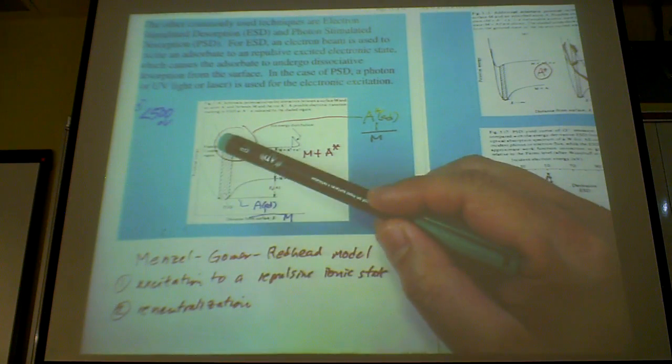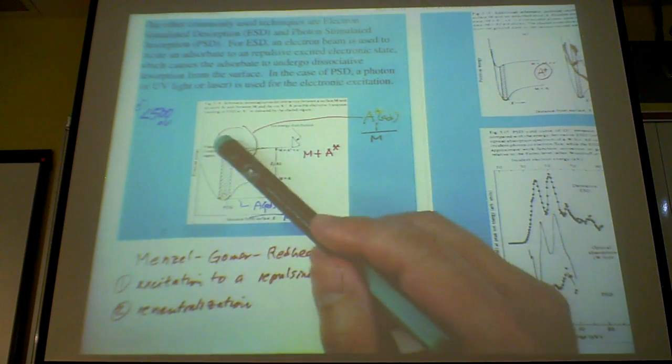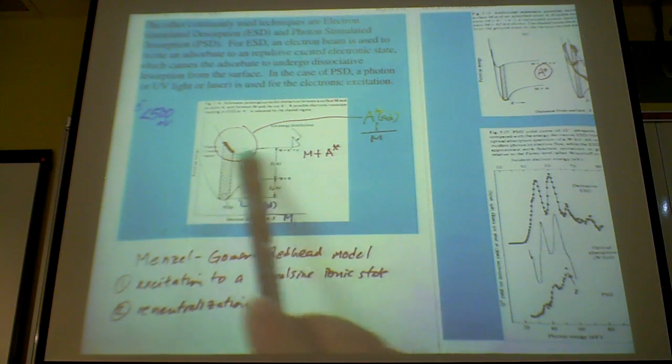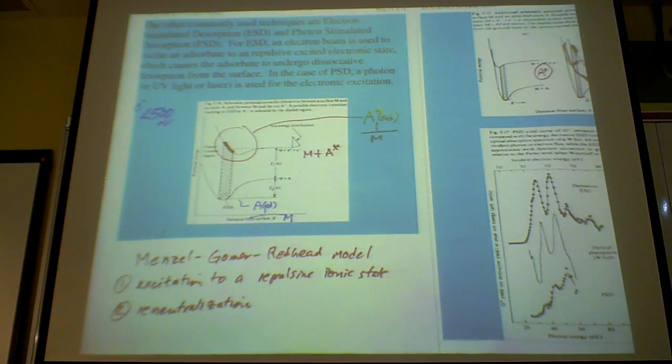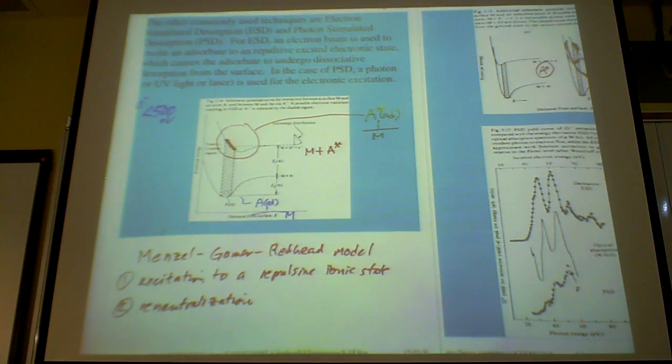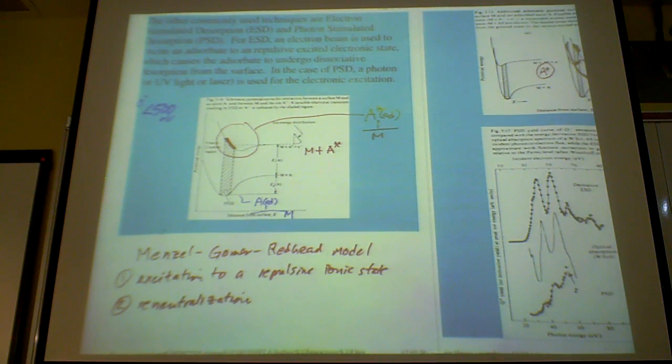You excite your absorbate to some excited state, and depending on what you excited, this excited state can decay, can leave like that, can give you an ion, and the ion can then re-neutralize, and you get picked up by the mass spec. So you have excitation to a repulsive ionic state in this case, and then re-neutralization. That's the model for ESD.